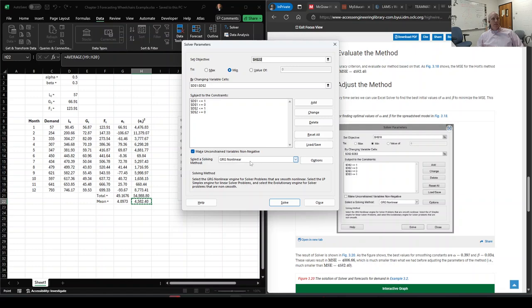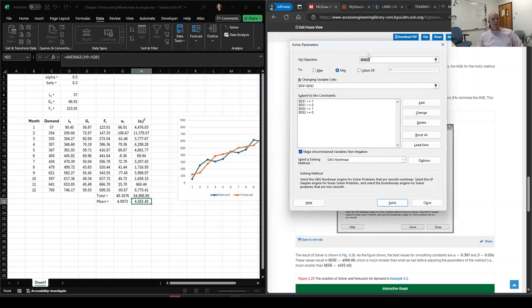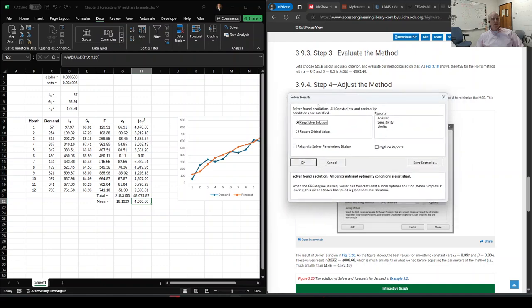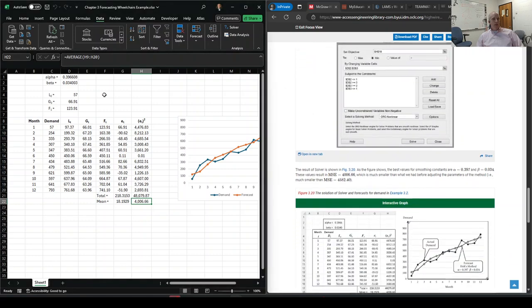And then the last step here is to check your solving method. We're doing the nonlinear method, and this looks good. So I can click on Solve. It's going to do some crazy calculations, and you should see a window that looks like this. Solver found a solution. The option is to keep the Solver solution in the spreadsheet. I'll click OK, and that will give me the alpha and beta that minimize the mean squared error, which is pretty cool.